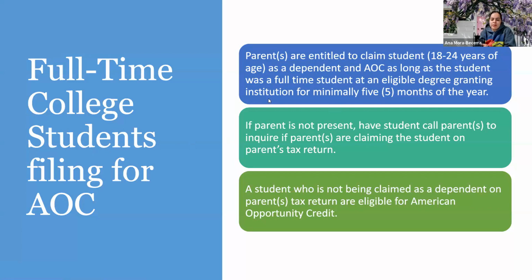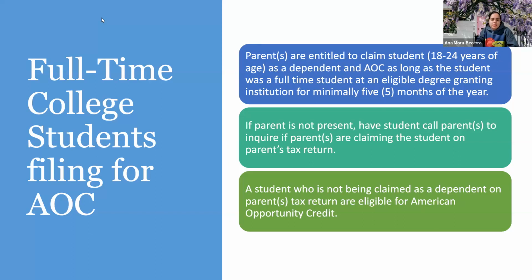This talks about how parents can claim their students as a dependent and for the American Opportunity Credit. But the student has to be full-time and be in an eligible degree program for at least 5 months. So that would be like one semester. That would count for the 5 months, if they were in school for 5 months.